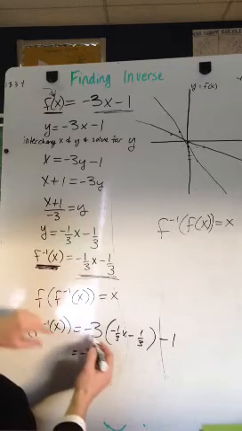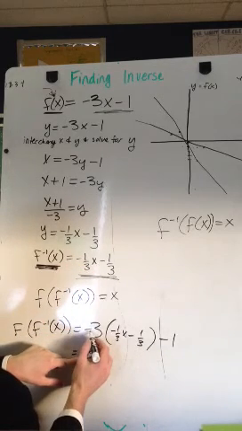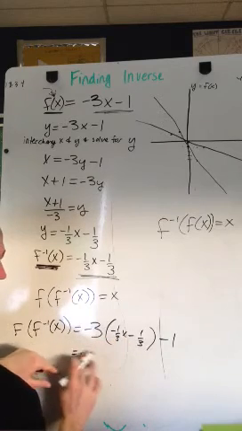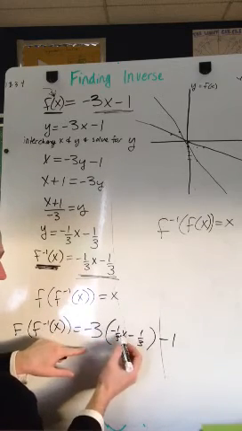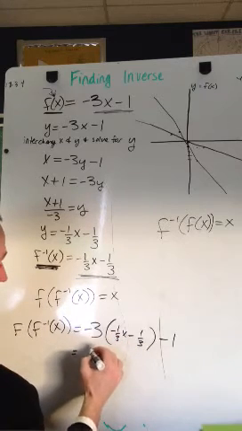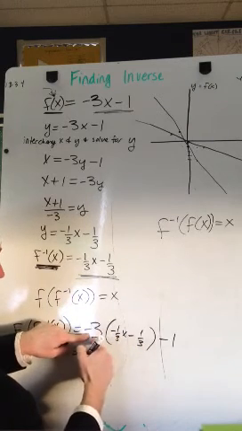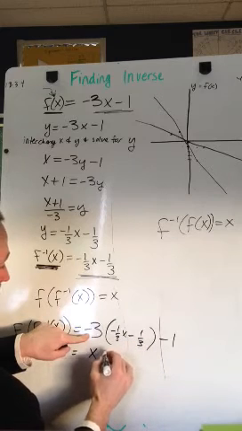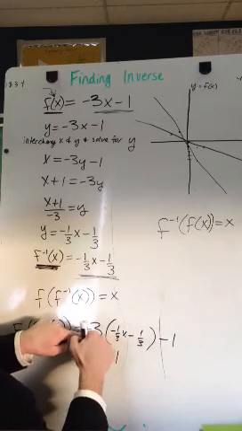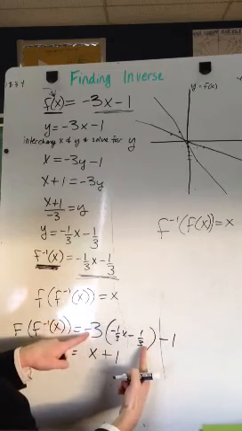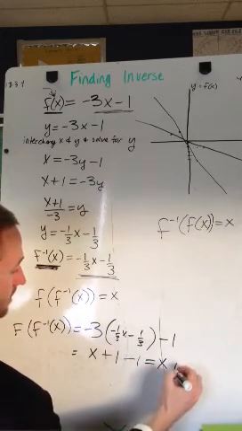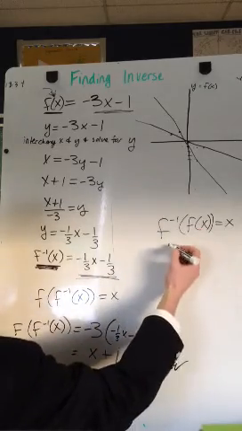So let's distribute this out. -3 times -1/3 is 1. So 1 times x is x. -3 times -1/3 again is 1. So we have x plus 1. That's the result of distributing the -3 into what's in the parentheses. We still have the minus 1. It was x. Awesome.